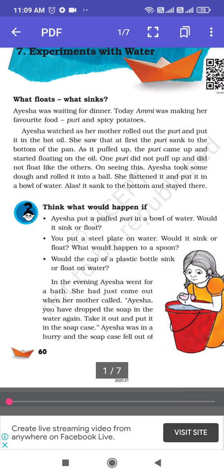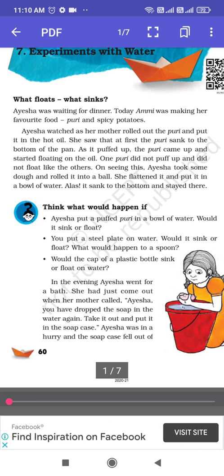Now our first point is what floats and what sinks. Beta, we need to understand about float and sink. Beta, float means the thing which remains on the surface, that is float. For example, a ship, then a plastic ball, okay, a plastic boat, okay, a wooden stick, those things float.